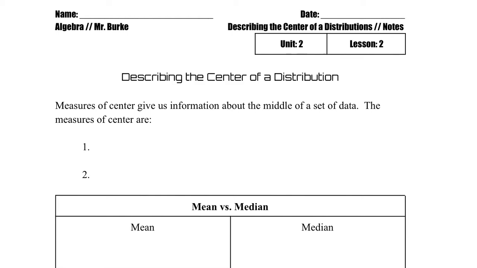So one of the most common things that you might want to know about a set of data is its center. And we have two ways. We have the mean, otherwise known as the average, and we have the median, which is your middle number.